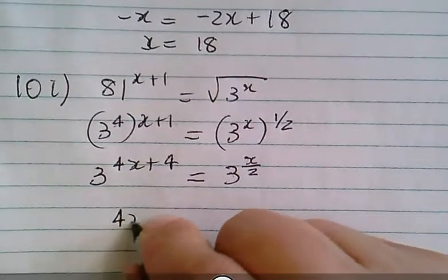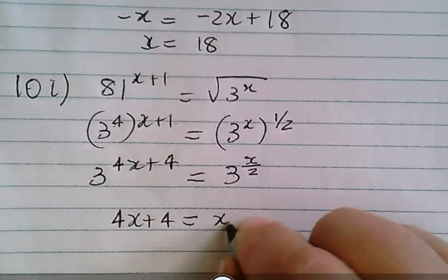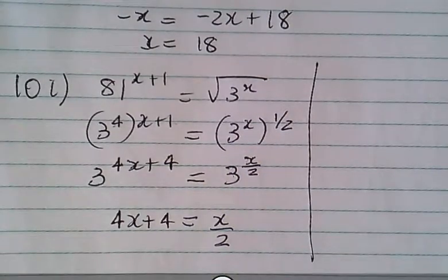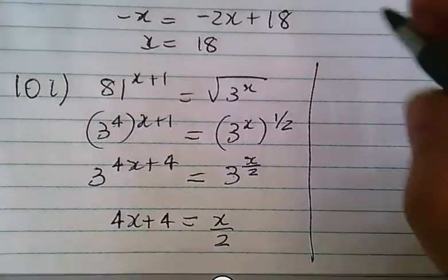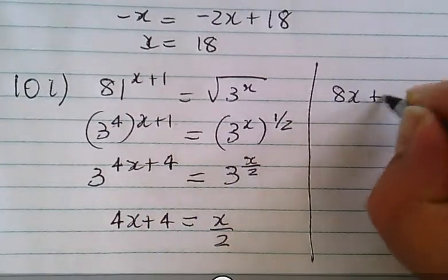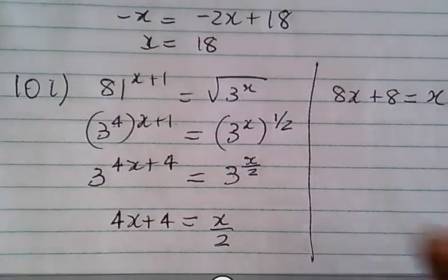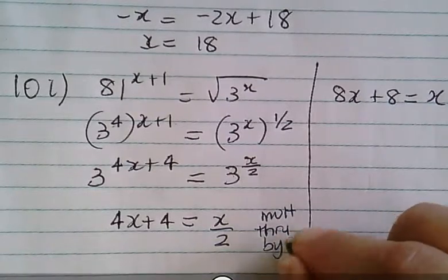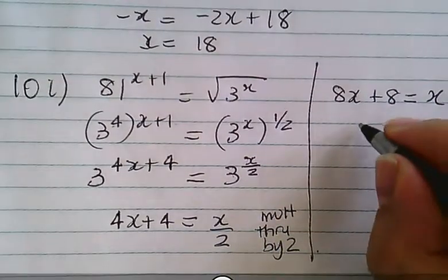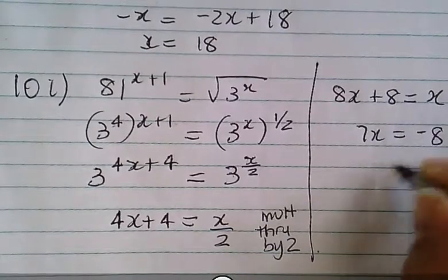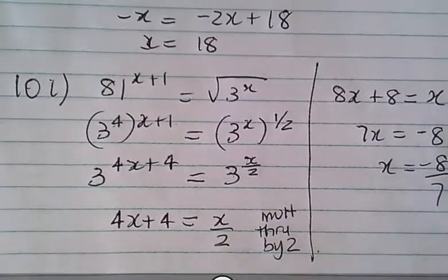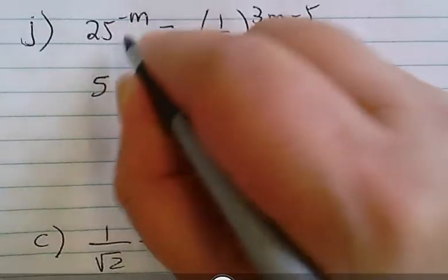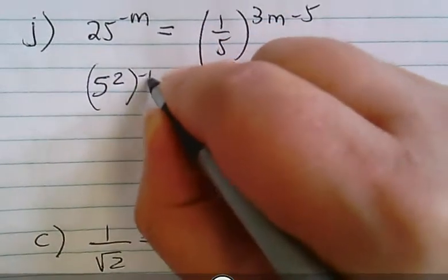Equating indices, 4x plus 4 is x over 2. What would you do next? Multiply both sides by 2, and you would get 8x plus 8 is x. So you're multiplying through by 2. And so now you've just got 7x is negative 8. X is negative 8 over 7. Yes? And keep going.